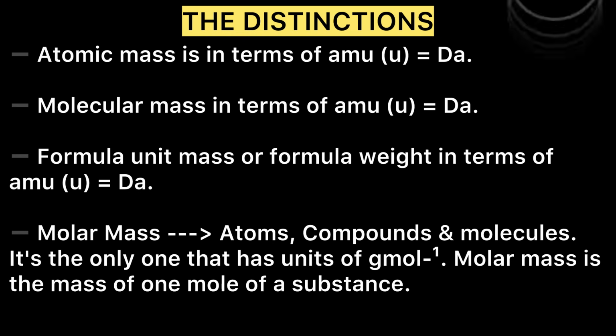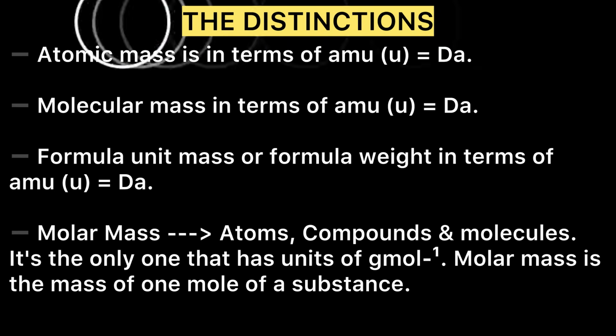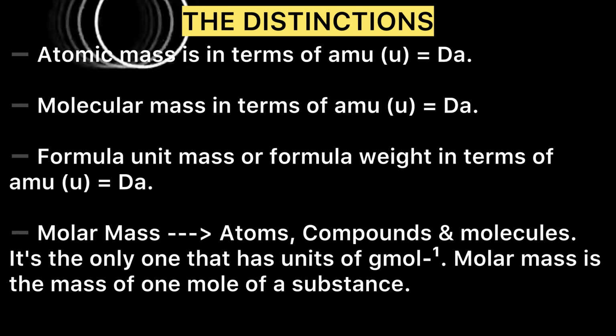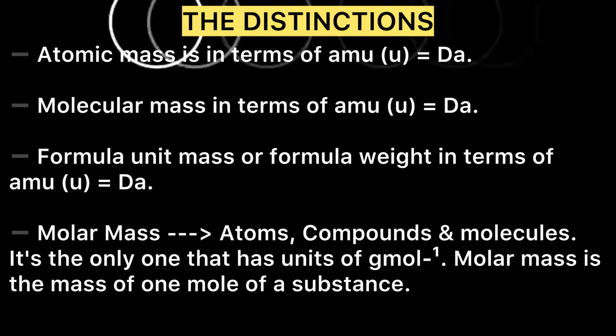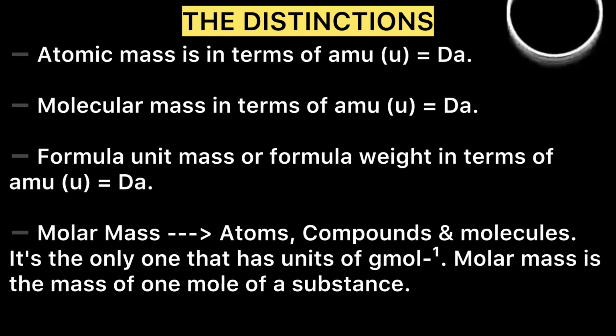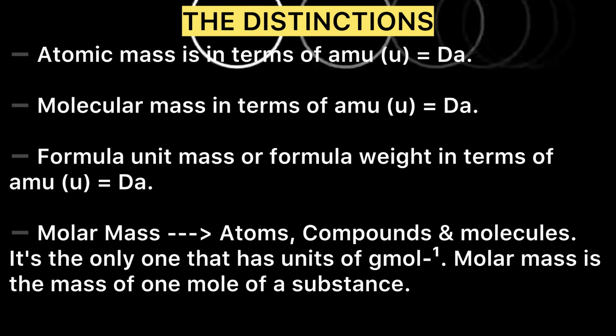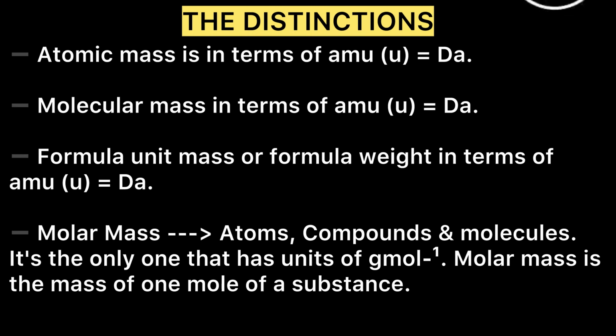But formula mass, atomic mass, molecular mass, or if you add relative, those that involve ratio, don't encompass that at all. So they don't have units at all, and molar mass encompasses all of them. Atomic mass involves atoms, molecular mass involves molecules or covalent compounds, while formula mass involves ionic compounds. Hope you are able to get the distinction between all of them.